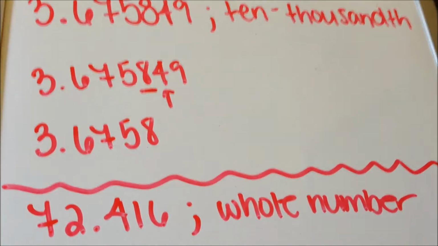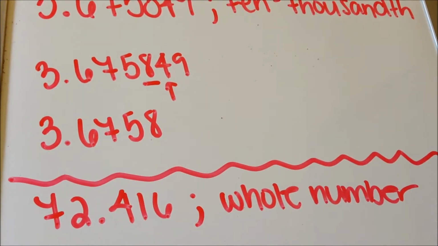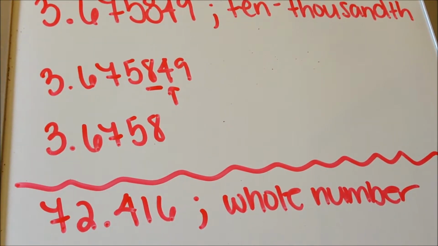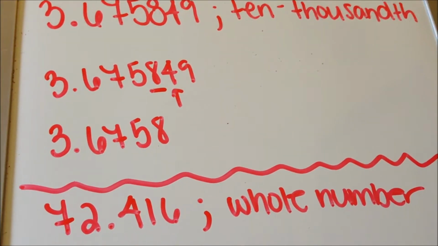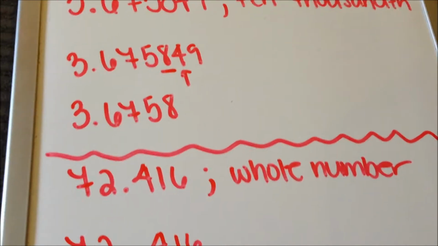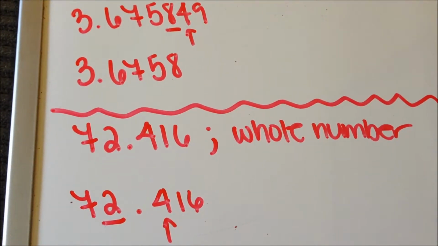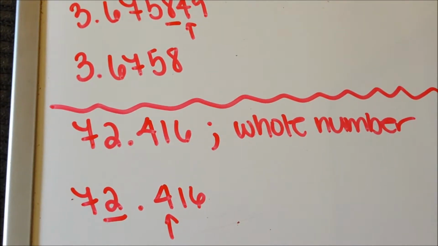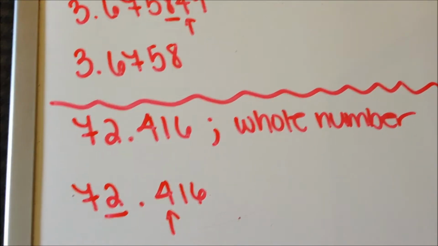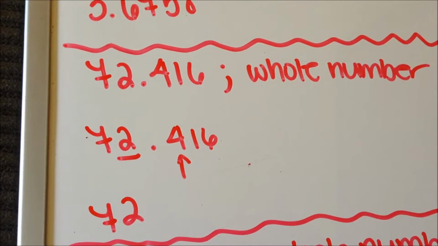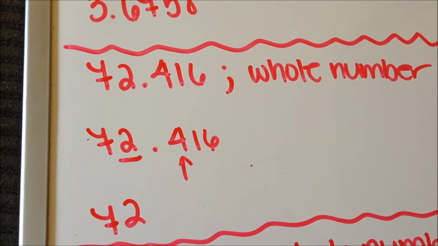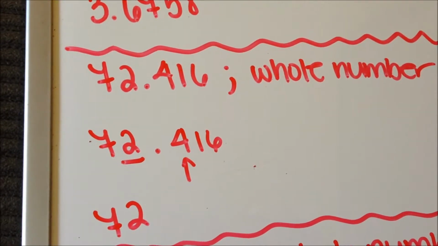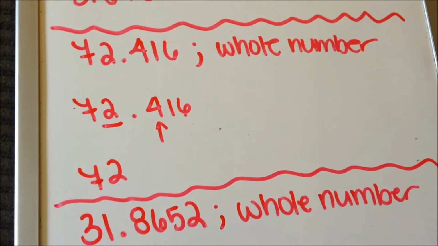Let's try another example. 72.416, rounded to the nearest whole number. Now, when we talk about rounding to the nearest whole number, that would be the ones position. So we're going to focus on the 2 and look at the number to the right of the whole number. That would be the 4. Again, we're going to maintain the 2. We're not going to round up. So our final answer is 72. Again, everything after it becomes 0. So that would technically be 72.000, etc.